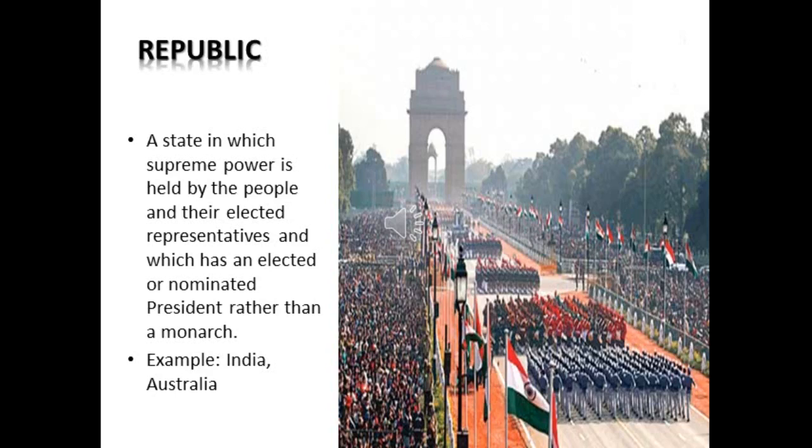In the United Kingdom, the head of the monarchy is usually the king or the queen. But in India, the head of the constitution is the president. How is the president elected? We vote in elections and elect our representatives, MLAs and MPs, and those MLAs and MPs choose the president. That's why it is called a republic, because the final power is with the people. Such republic government is seen in India and Australia.